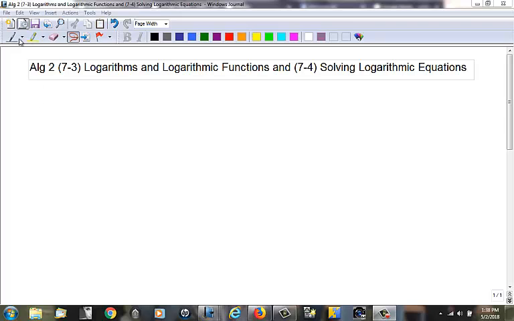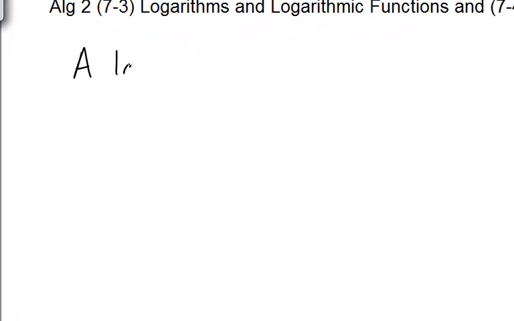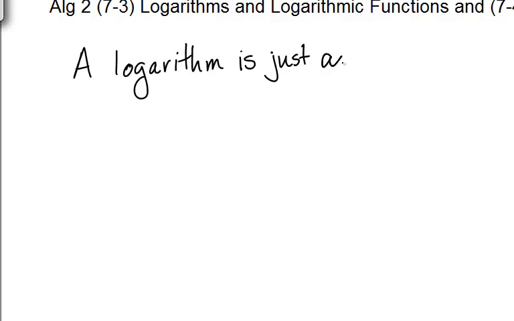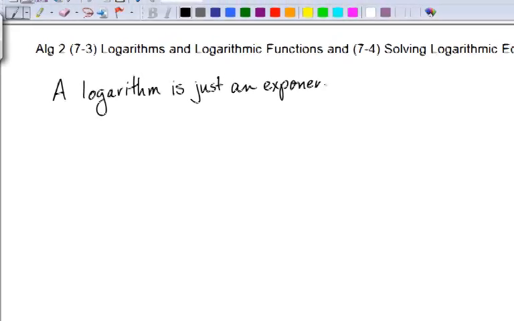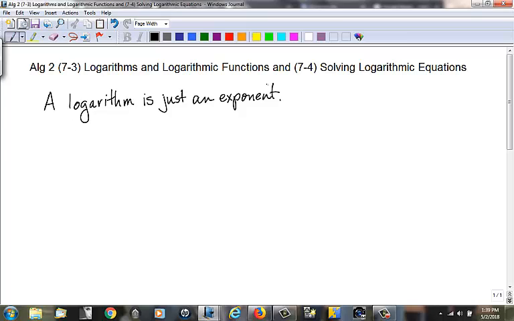Okay? If I stop you in the hallway and say, "What's a logarithm?" It's an exponent. A logarithm is just an exponent. And if you remember that, that will help you solve some of these problems.